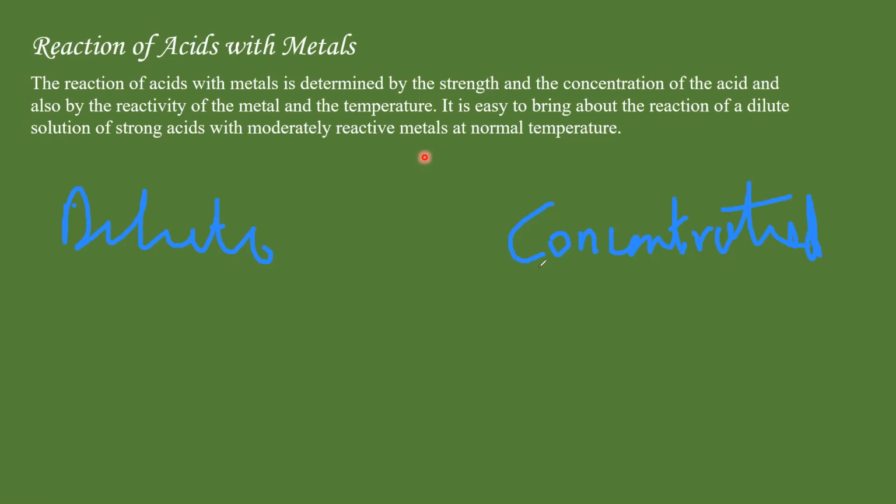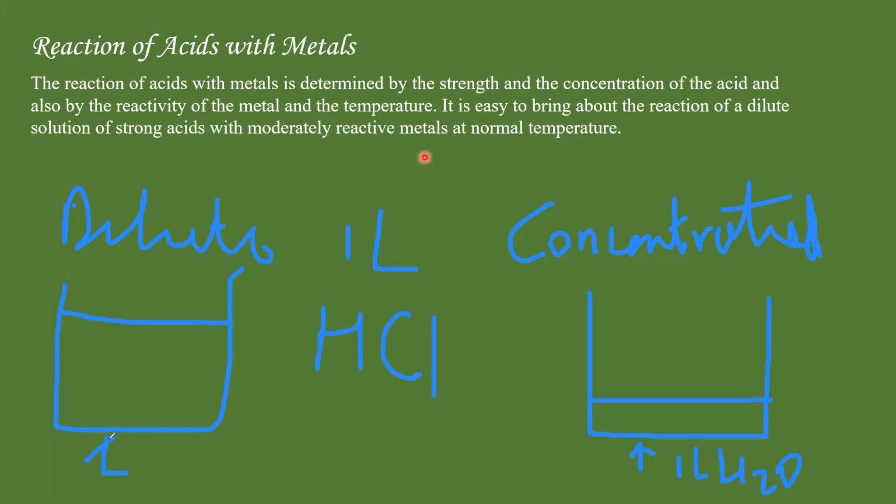In chemistry, concentration means, let's take for example, we have 1 liter of hydrochloric acid, 1 liter of HCl. Now I have two beakers. In one beaker, I have just 1 liter of H2O. And in the other beaker, I have 1000 liters of H2O. Now I'm going to pour 1 liter of HCl in this beaker, and also 1 liter of HCl in this beaker.